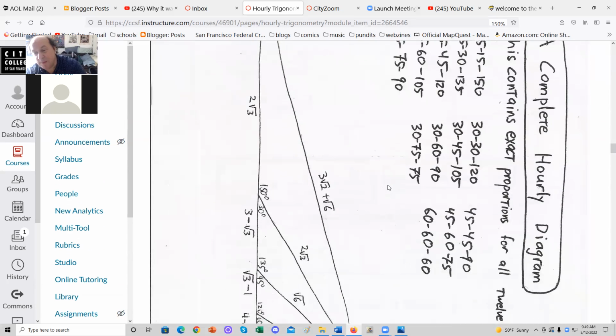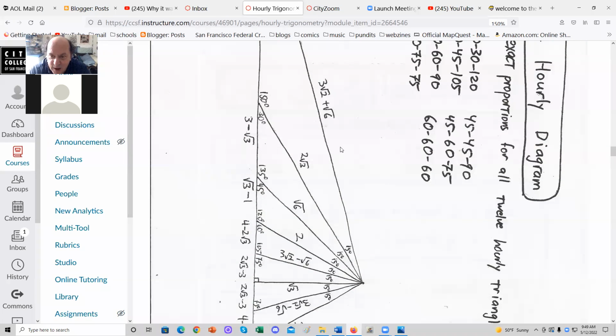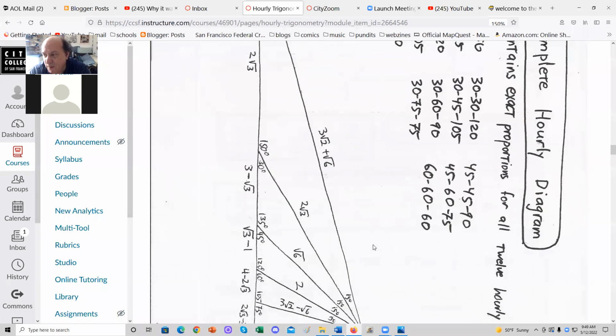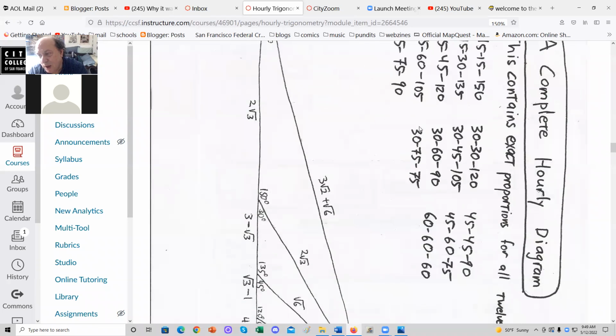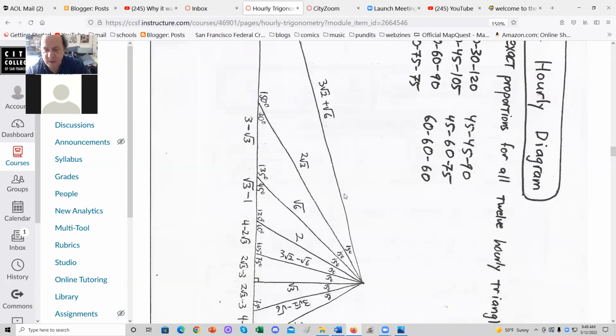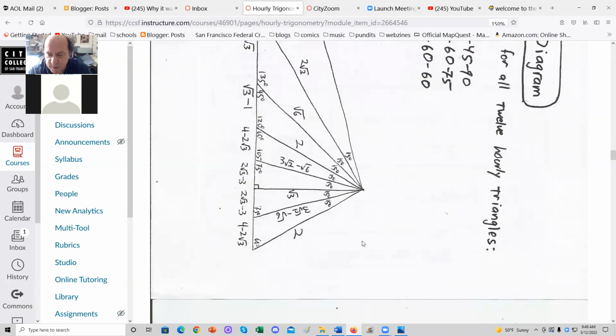Okay, now this is a bit of a mess, but I took the trouble of drawing a single diagram, which, if you look at it, you can find every single hourly triangle, with angles 15, 15, 150; 15, 30, 135; 15, 45, 120; 15, 60, 105; 15, 75, 90; 30, 30, 120; 30, 45, 105; 30, 60, 90; 30, 75, 75; 45, 45, 90; 45, 60, 75; 60, 60, 60. All those you can find within this diagram.